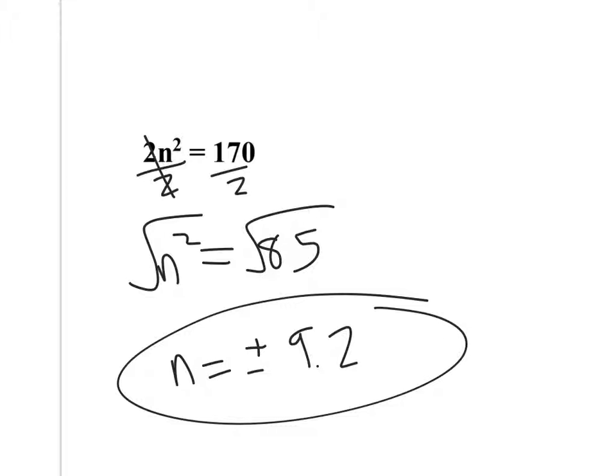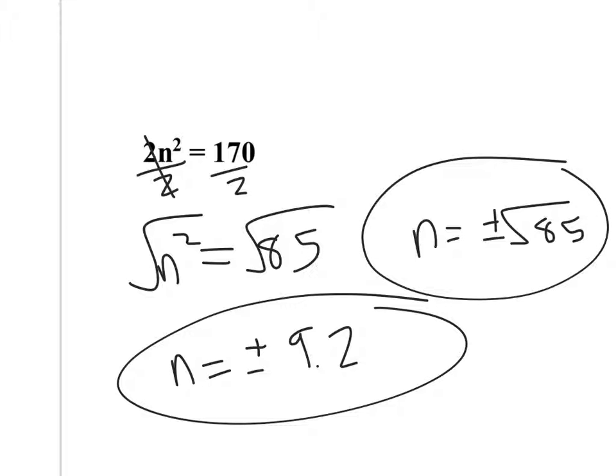Now I do want to say one thing. On the OCCT, it doesn't allow you to use a calculator. So there's no way you're going to get this answer. So it either wants you to estimate, so your answer would be plus or minus 9, or it wants you to leave your answer just like this: plus or minus the square root of 85.